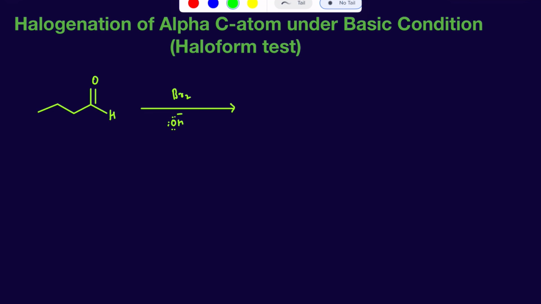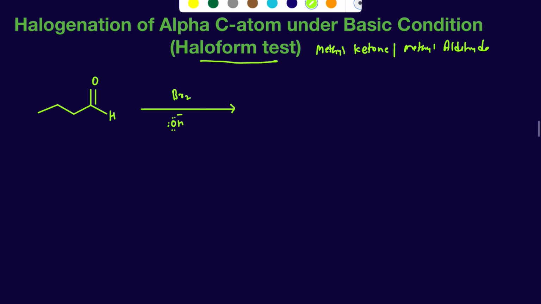In this video, I'll talk about the halogenation of alpha carbon under basic conditions, and sometimes you also call this haloform test. Not all the time, but sometimes haloform test or an iodoform test if you have a methyl ketone or an aldehyde. If you don't have a methyl aldehyde or a ketone, then it would not be running in a haloform test. That's one thing you want to make sure you're aware of.